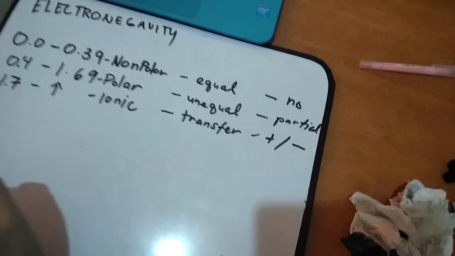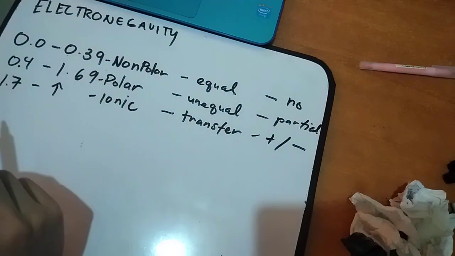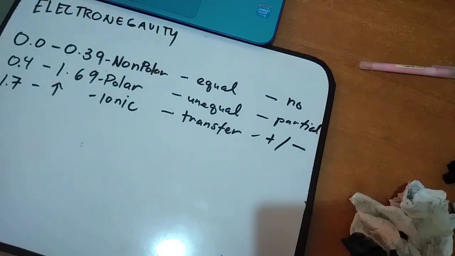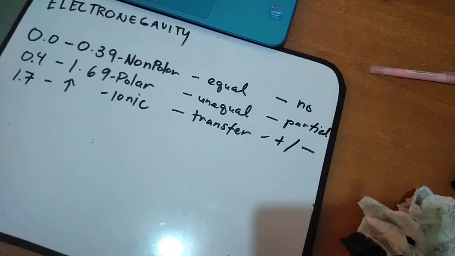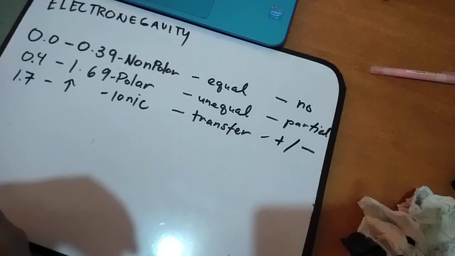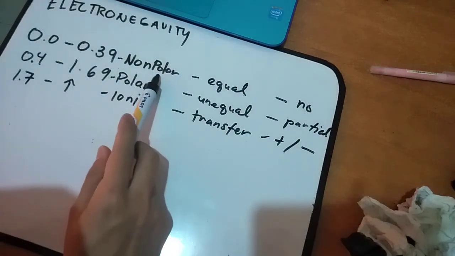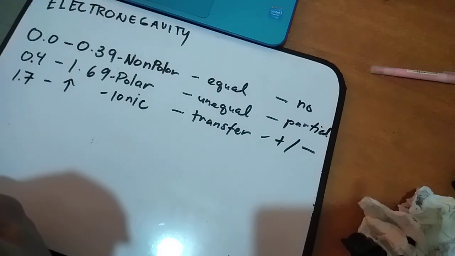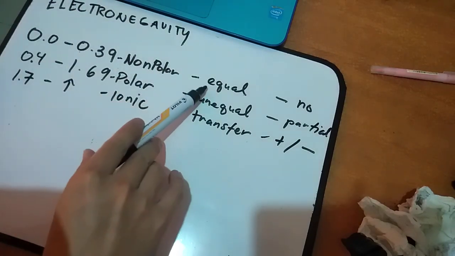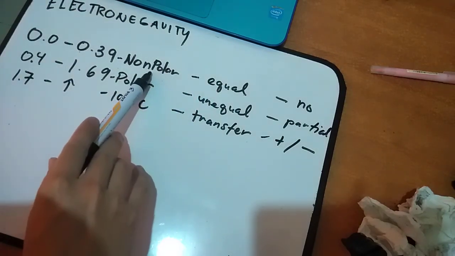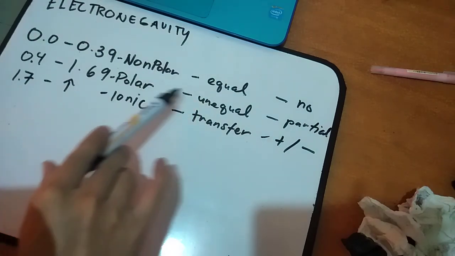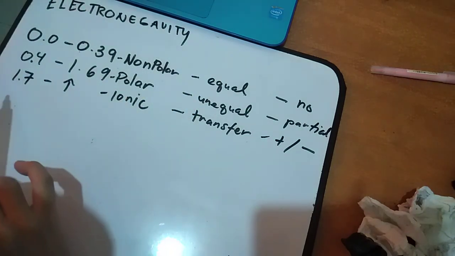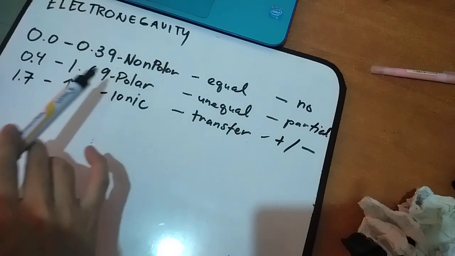Okay, so now we'll discuss electronegativity. As you can see here, I have written the values. So, covalent bonds, there are two types of covalent bonds. It's either a non-polar covalent or a polar covalent. Once it's a covalent bond, electrons are shared together. If the electrons are equally shared, it is considered a non-polar compound. But if there is an unequal sharing of electrons, it is now a polar.